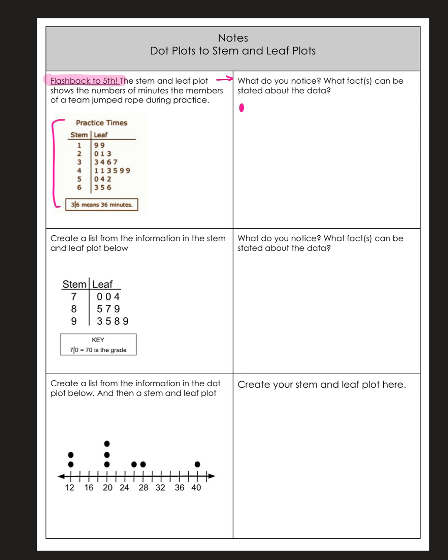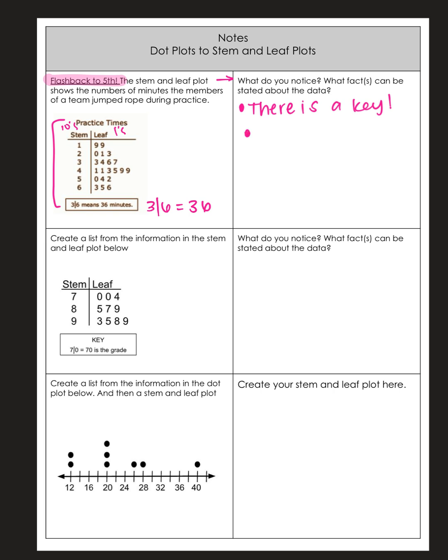One of the facts that I noticed is that there is a key. So we have to pay attention to the key that's shown. There is a key at the bottom, so we need to make sure that we look at that key carefully. 3/6 means 36, so this is telling me that this is the tens place and this is the ones place of my data.